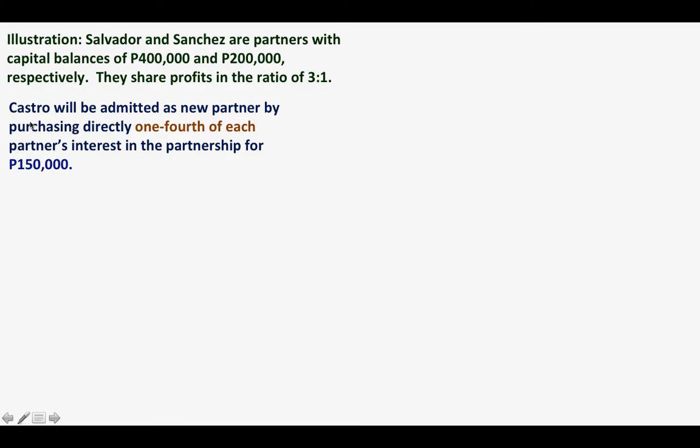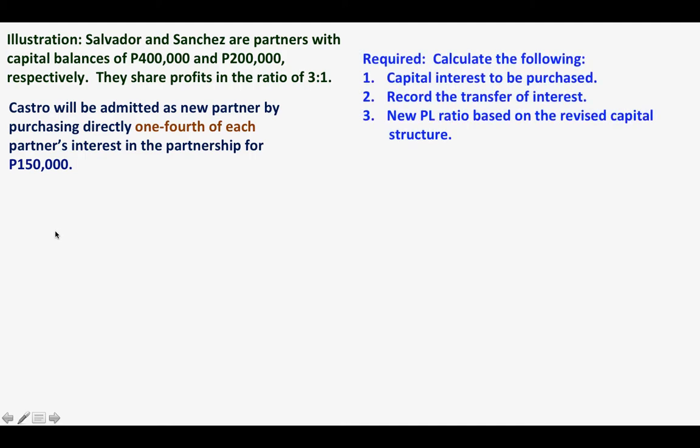So the first situation is that Castro will be admitted as new partner by purchasing directly one-fourth of each partner's interest in the partnership for 150,000. So Castro is buying one-fourth of each partner for 150,000. Okay.